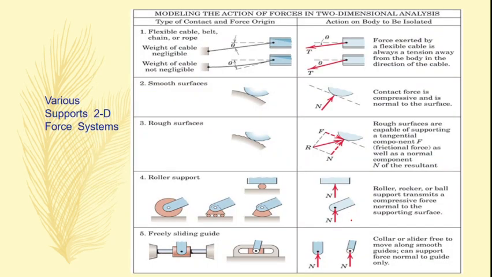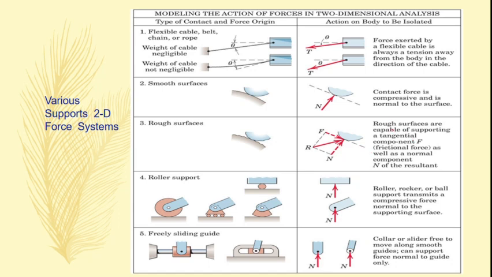Now in case of a flexible cable, belt, chain or rope, if we draw the free body diagram, always the tension is away from the body. Okay, and for a smooth surface, the reaction force is always perpendicular to the surface. And in case of a rough surface, we get these two types of force. Okay, one is parallel and one is perpendicular to the surface.